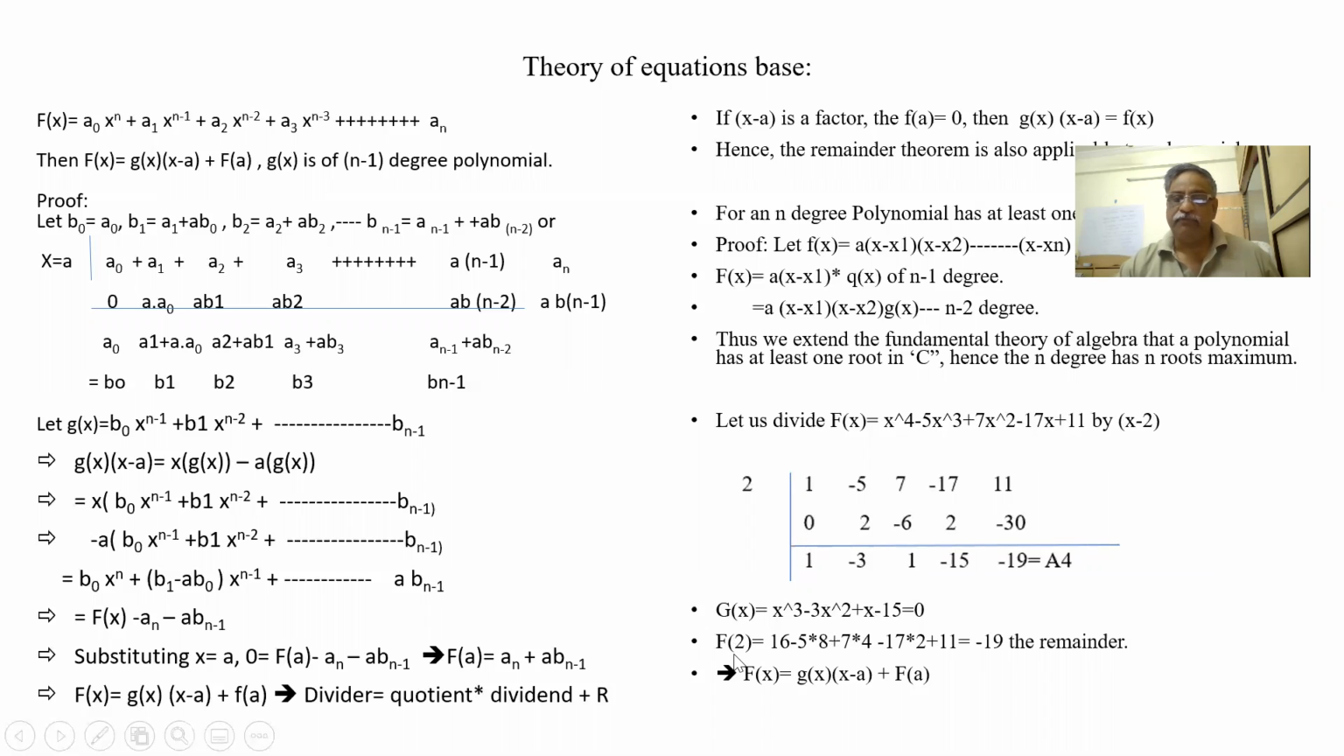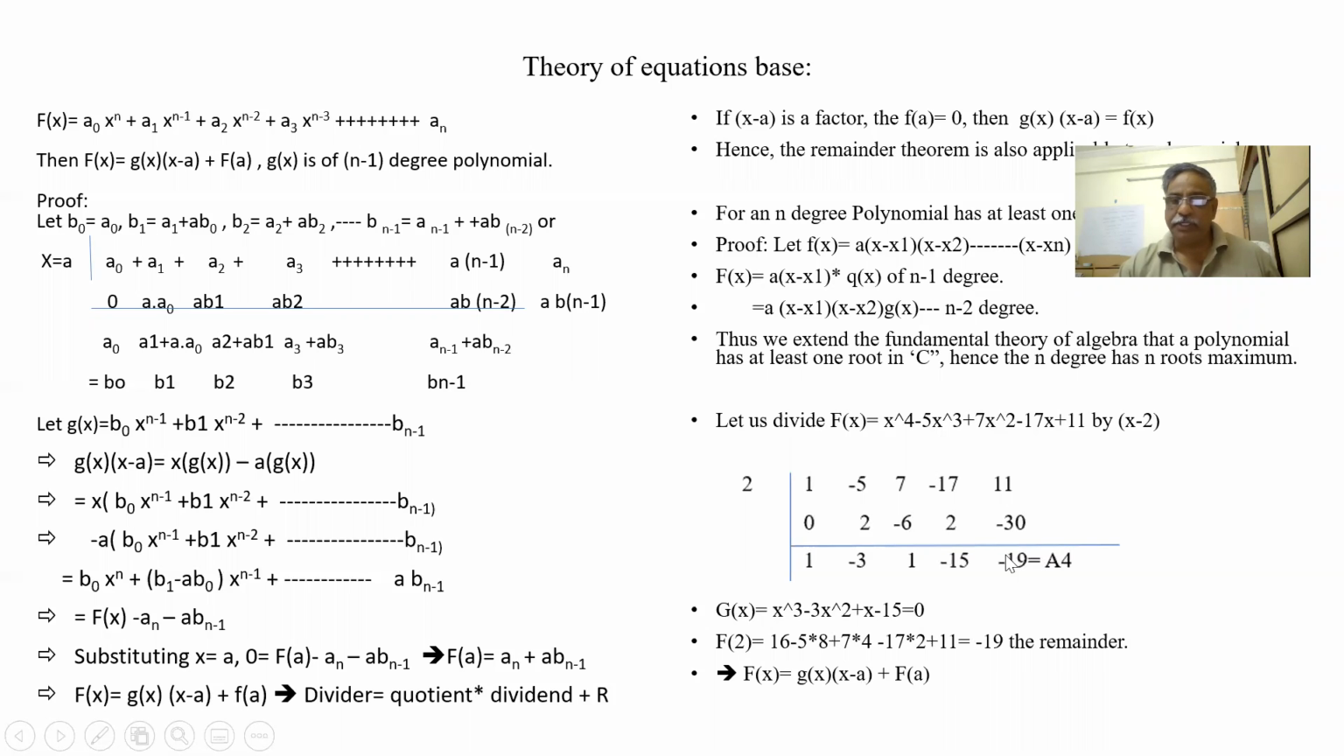So what is f of 2? Because I am dividing it by x minus 2. What is f of 2? If I substitute 2 here, 2 to the power of 4 is 16, minus 5 into 2 cube, plus 7 into 4, minus 17 into 2, plus 11. This is around minus 19. This is the remainder. This is the remainder.